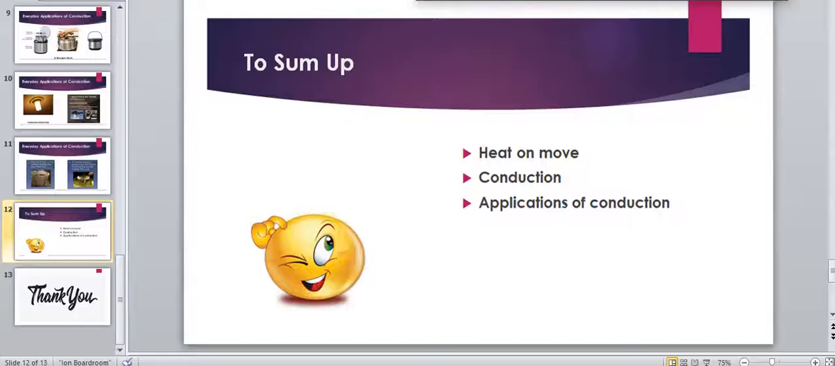In our next lecture, we'll be discussing the other two ways of transferring heat from one object to another, that are convection and radiation.